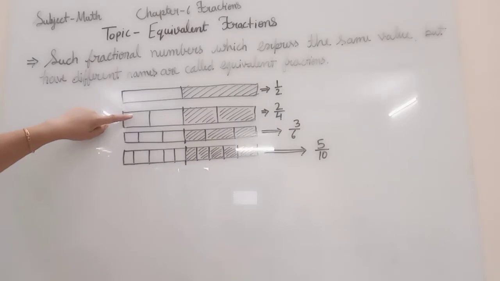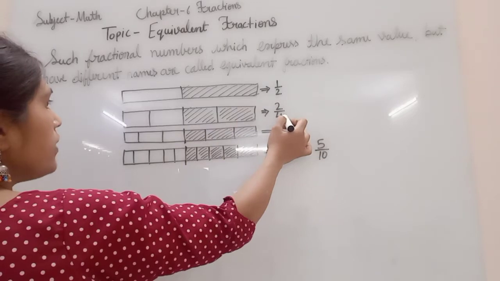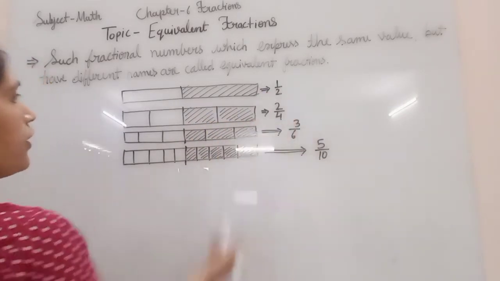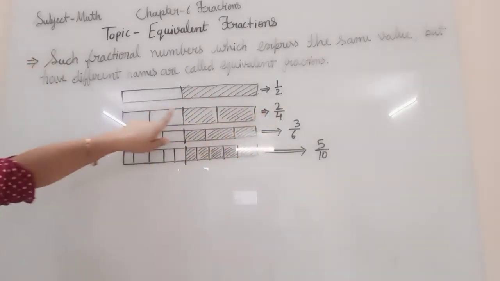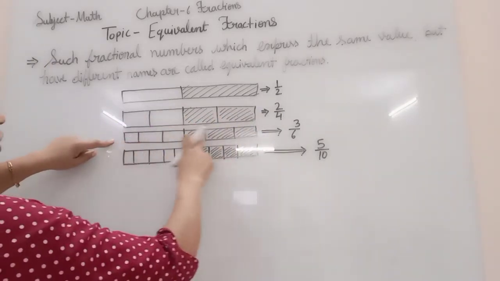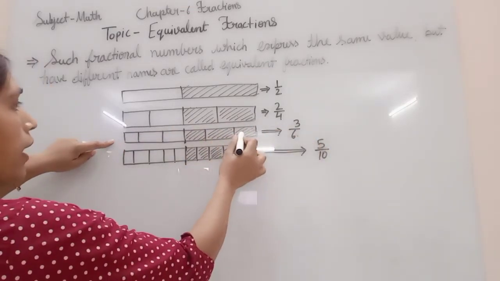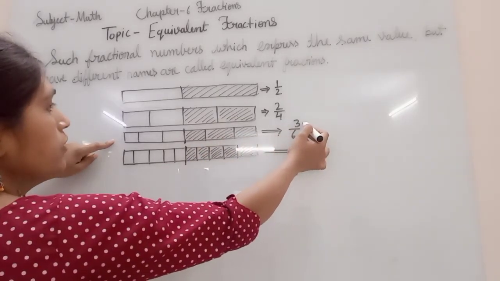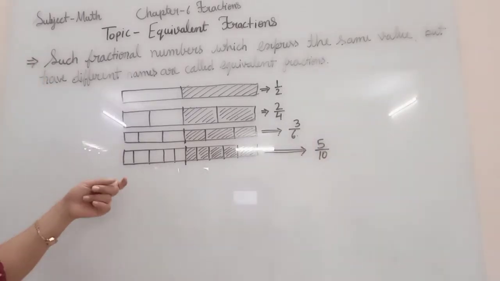Now let's see the next image. In total I have 4 equal parts: 1, 2, 3, 4. And I have shaded 2 parts, so I have written 2 here. So we represent it as 2 by 4. Now look at the next one. In total we have 6, so the denominator is 6, and I have shaded 3 parts. So 3 is the numerator, means 3 out of 6. So 3 by 6.